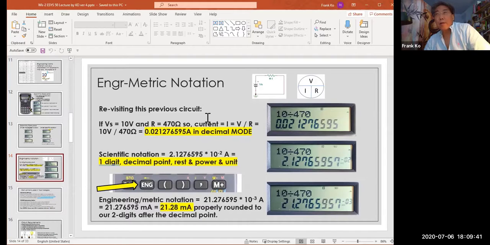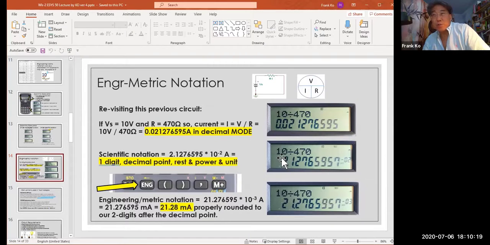So without your calculator having been set in scientific or engineering mode, when you first do 10 volts divided by 470 ohms, we get this yellow highlighted decimal number, 0.02127, and so on and so forth. And it's shown in the display in decimal format. Your calculator can be set in the scientific notation mode. And if you set it in the scientific notation mode, and you recalculate, what you will see on the display is the second display.